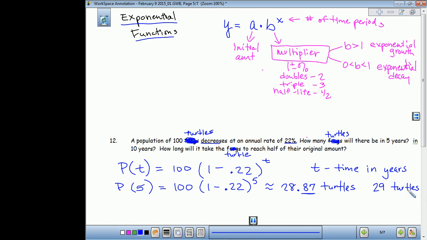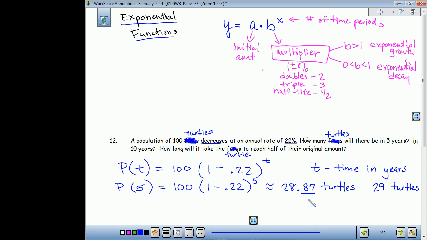When it's an exponential decay, I'm going to round up because I haven't made it down to the 28th turtle yet. We have one that's still hanging on. Oh, the other way around for exponential growth? Correct. Exponential growth, you round down. Exponential decay, you round up. Up is down, down is up.